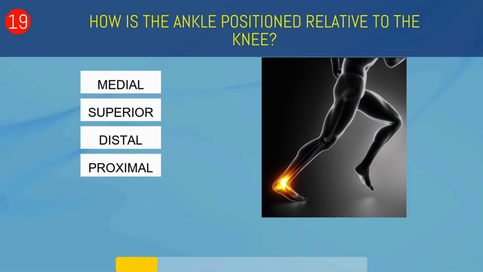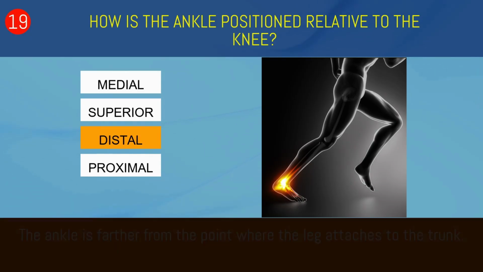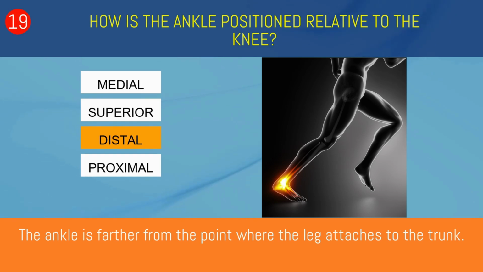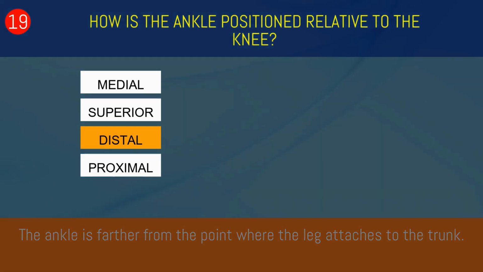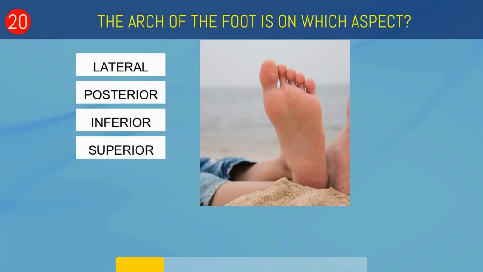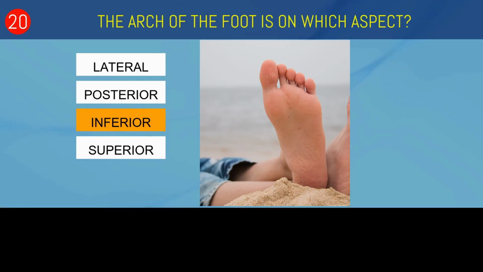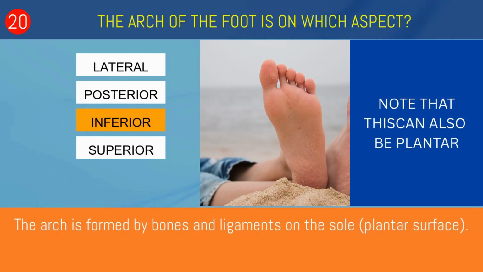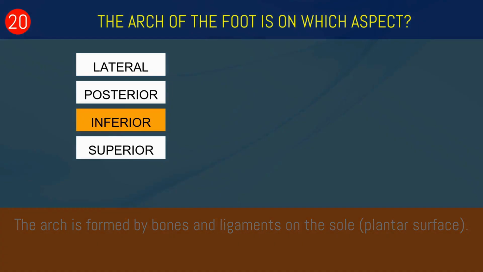How is the ankle positioned relative to the knee? Medial, superior, distal, or proximal? Distal. The ankle is farther from the point where the leg attaches to the trunk. The arch of the foot is on which aspect? Lateral, posterior, inferior, or superior? Inferior. The arch is formed by bones and ligaments on the sole.